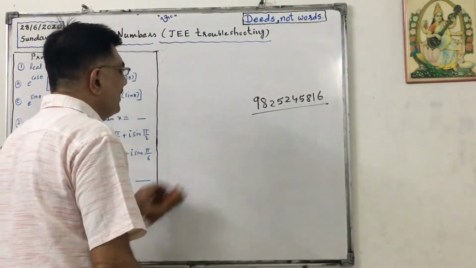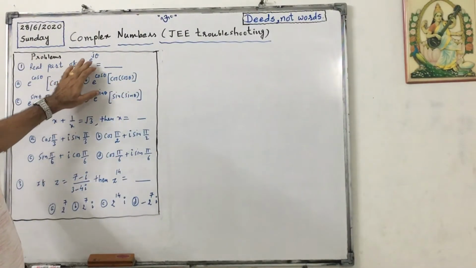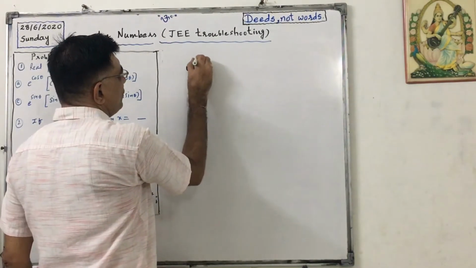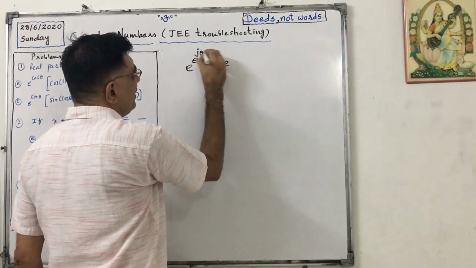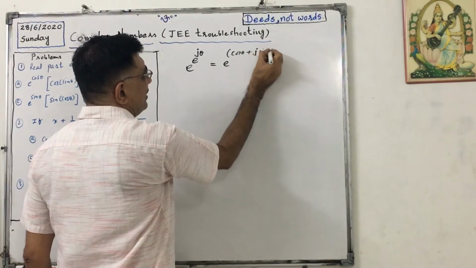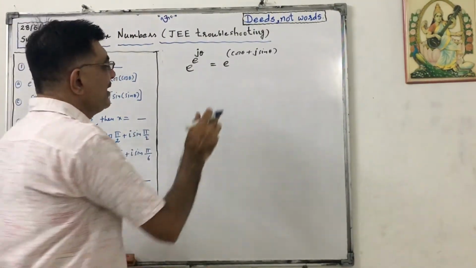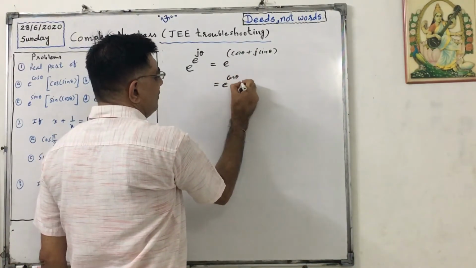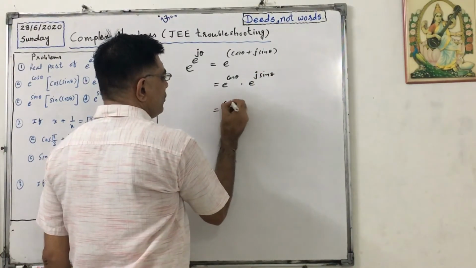So this is the problem: real part of e raised to j theta. First of all, e raised to j theta can be written as e raised to, now we know that e raised to j theta is cos theta plus j sin theta. So e raised to cos theta plus, now this is an angle for us. Can we write it like this? e raised to cos theta multiplied by e raised to j sin theta. So now this is e raised to cos theta.